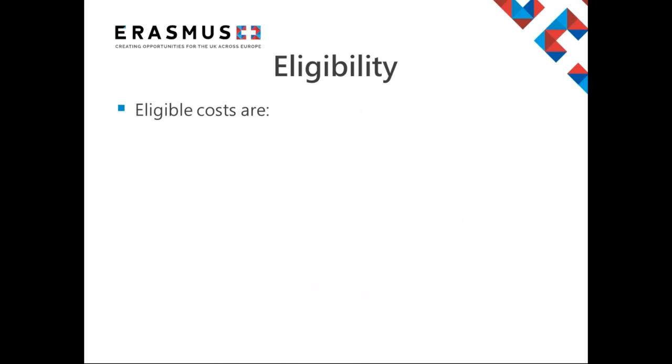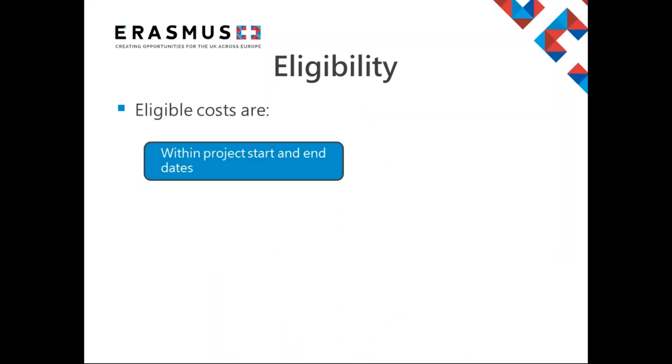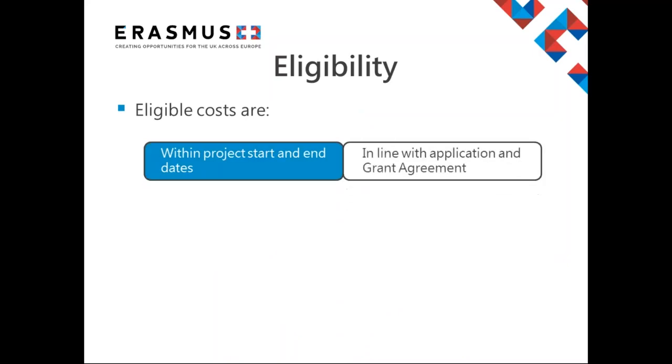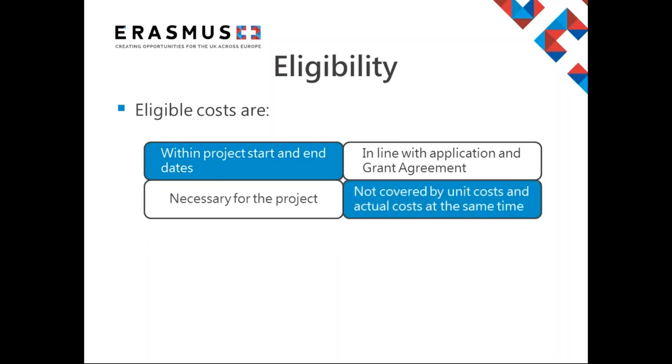All costs are incurred and activities must have taken place within the project start and end date within your signed grant agreement. All costs must relate to the activities detailed in your application in line with Annex 2 of your grant agreement. All costs must be related to the project. Unit costs must not overlap with actual costs. The two must remain separate.